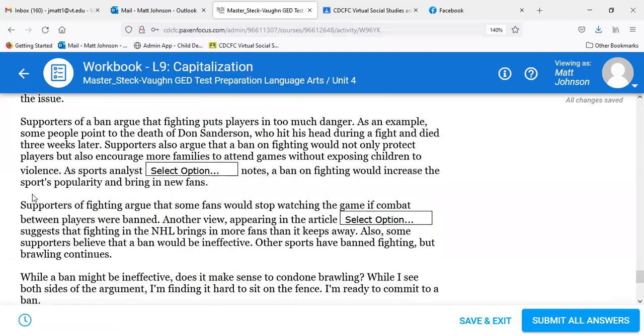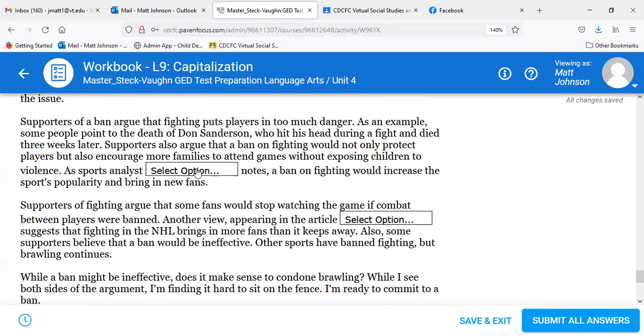Like others, I've been torn on the issue. Supporters of a ban argue that fighting puts players in too much danger. As an example, some people point to the death of Don Sanderson, who hit his head during a fight and died 3 weeks later. Supporters also argue that a ban on fighting would not only protect players, but also encourage more families to attend games without exposing children to violence.